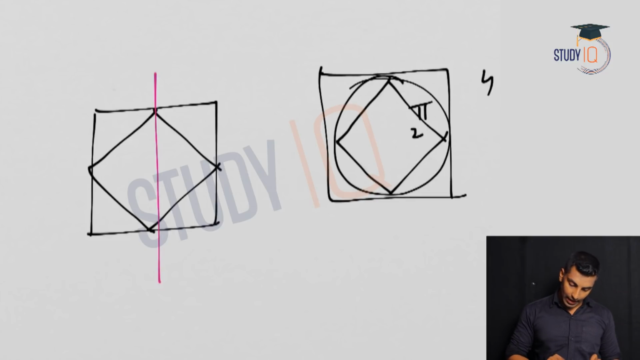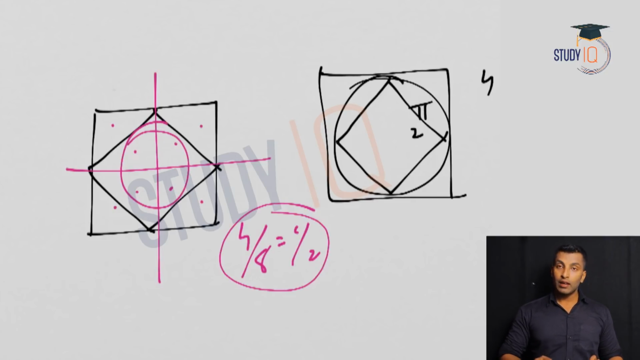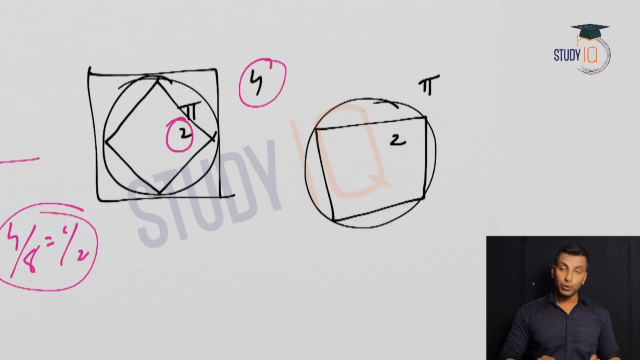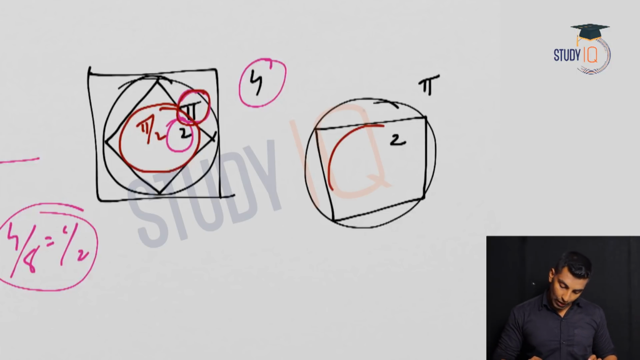Now if you cut the diagram, you can understand there are 8 equal parts. Out of that, this is 4, right? So 4 by 8 means 1 by 2. So if this is 4, this has to be 2. So this is pi. Now if you draw one more circle inside this, that will be half of pi. So that is pi by 2. Now the reason is, if this is pi, this is 2. And if you draw one more circle, it has to be pi by 2.